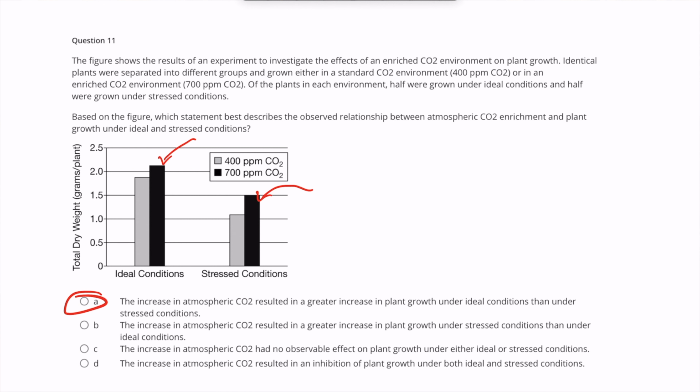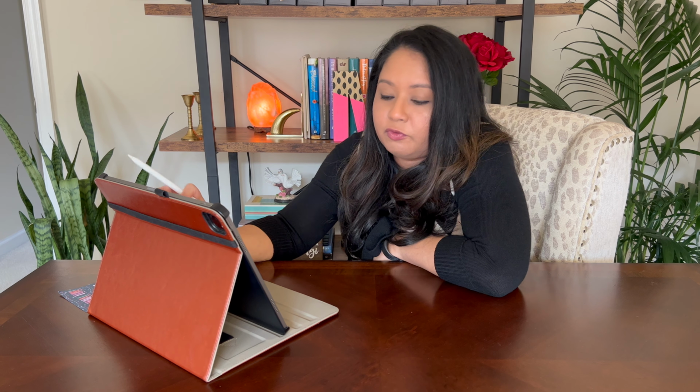The increase in atmospheric CO2 resulted in a greater increase in plant growth, again similar to A, under stressed conditions. So now that cannot be true. Increase in atmospheric CO2, and this is C, had no observable effect. Also cannot be true. It's quite dramatic, the effect in here. Increase in atmospheric CO2 resulted in an inhibition of plant growth. Also not true. So really A was the right answer for this one.